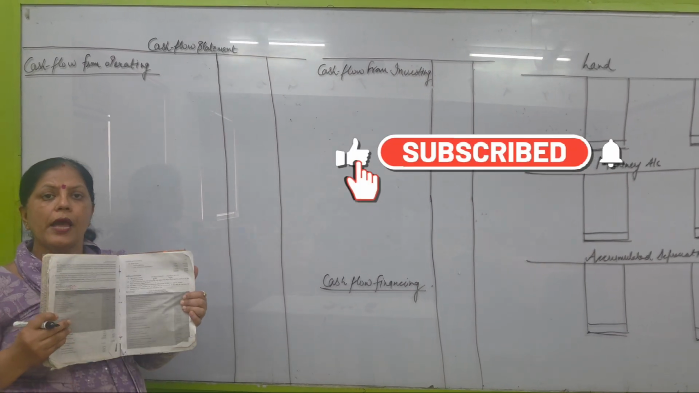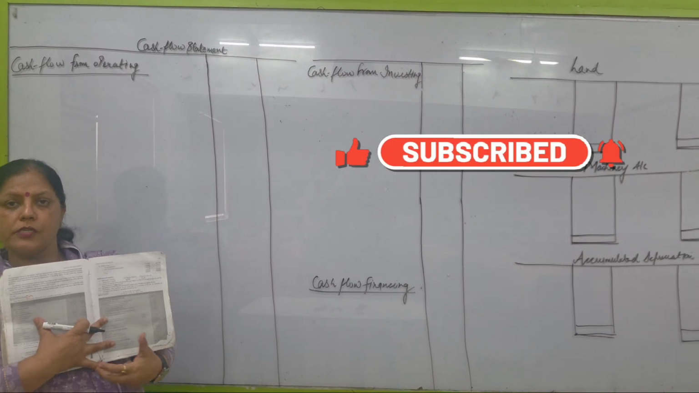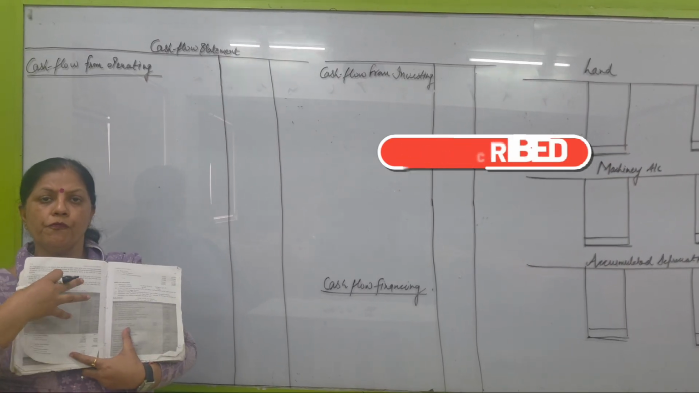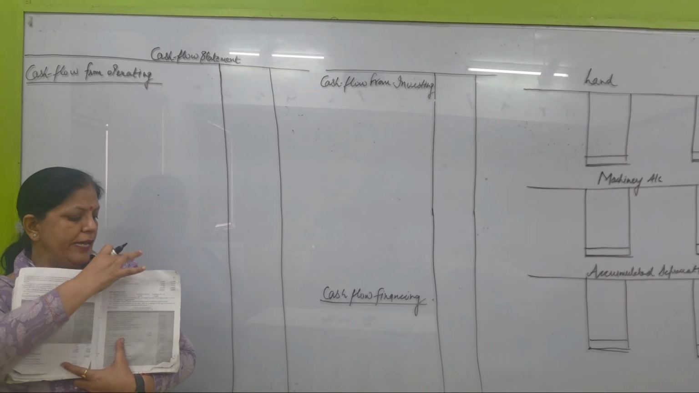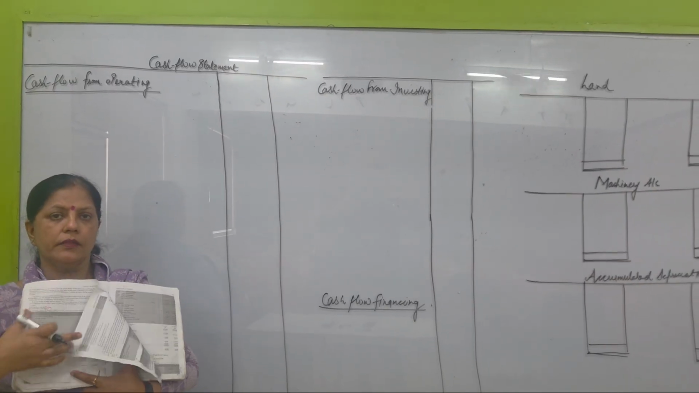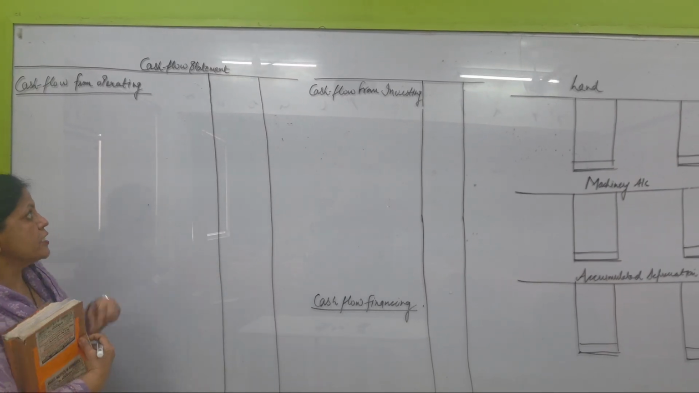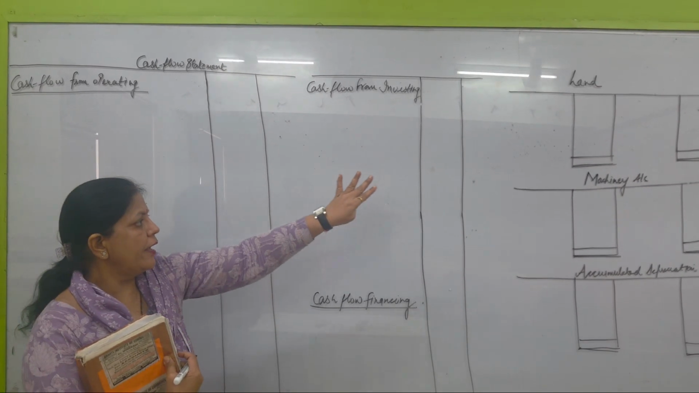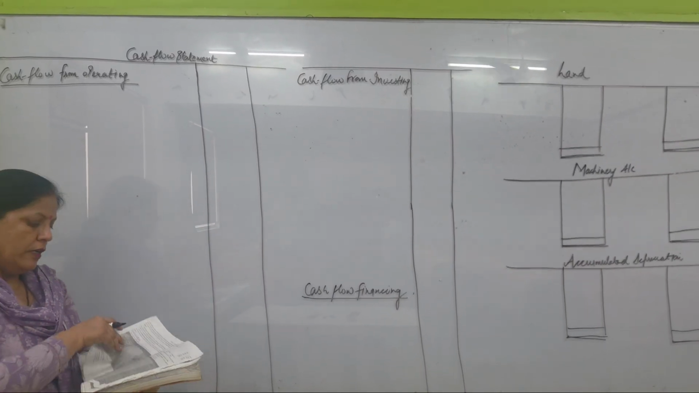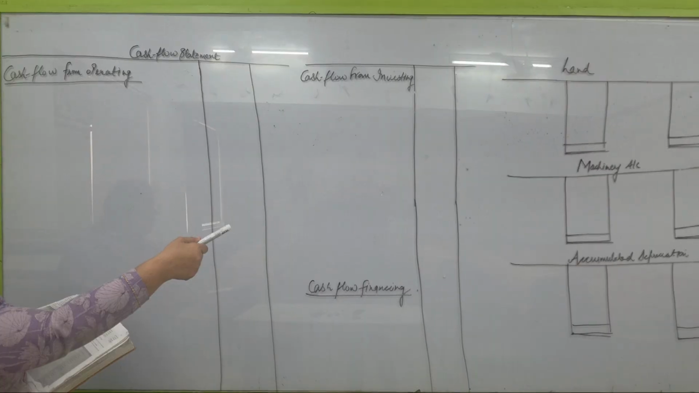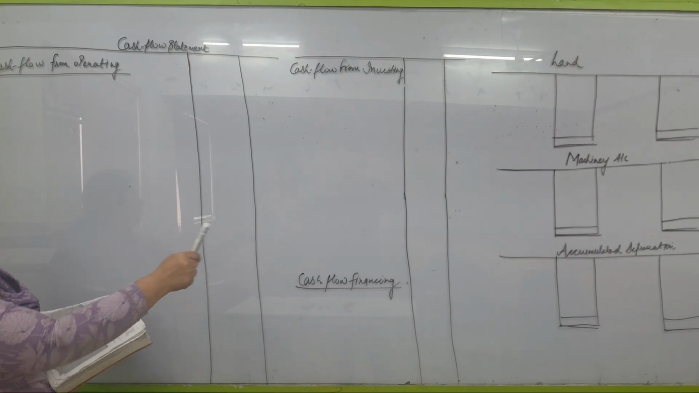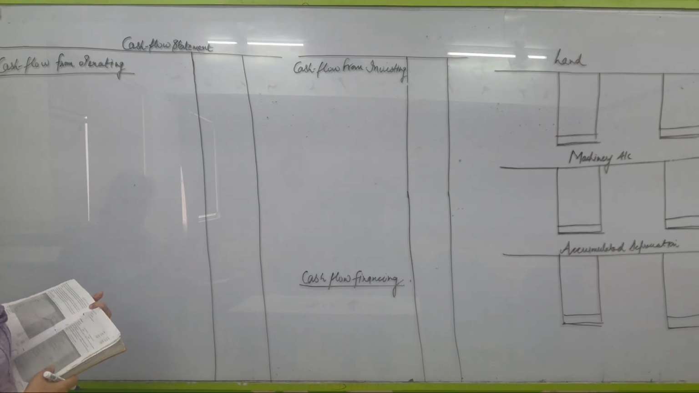Dear students, you have to post the questions in three pages like this. First page, second page, and this is your third page. Adjustments are given on land account, machinery account, and accumulated depreciation account.